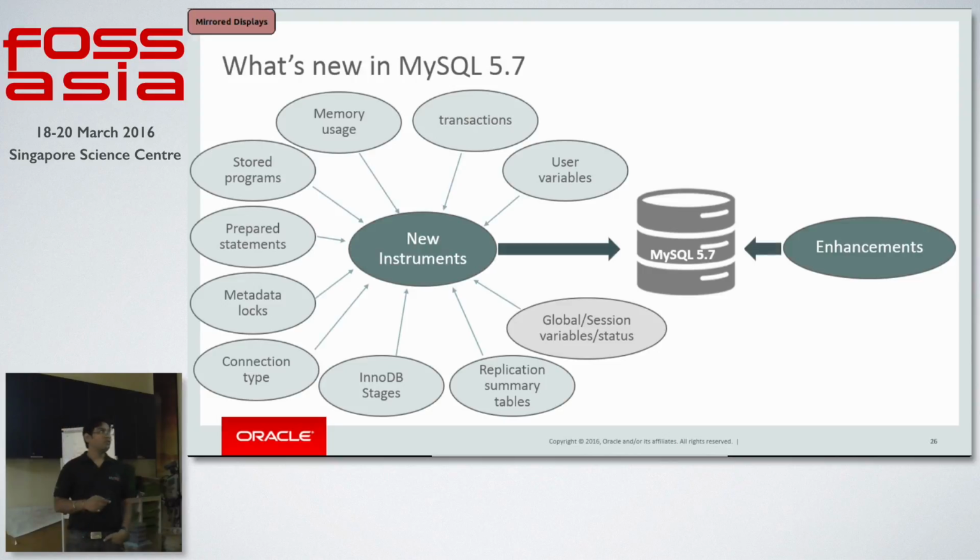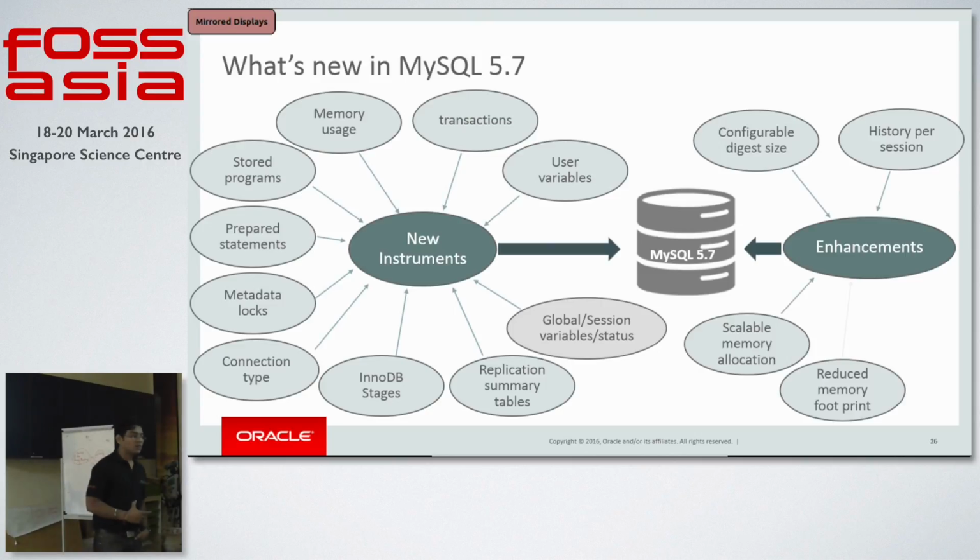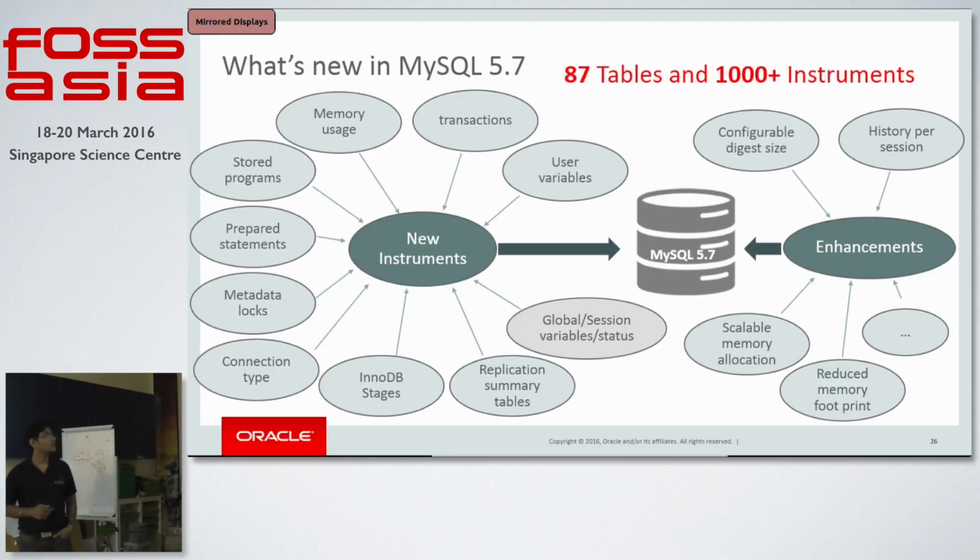And apart from that, we introduced a lot of enhancements as well in 5.7. That includes the digest size, which was hard-coded or fixed before. It is configurable now. In 5.7, you can specifically say for which sessions we want to have historical information. Earlier it was 0 or 1 for all the sessions. And the memory allocation for performance schema is scalable now. Earlier performance schema used to get all the memory upfront when the server starts. Now performance schema allocates memory as and when need arises while MySQL server is running. We have reduced the memory footprint of performance schema as well, and made many more enhancements.